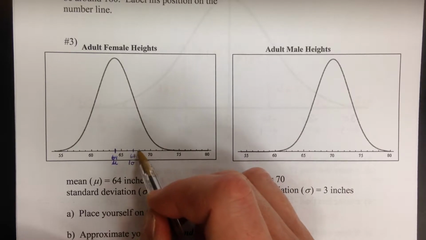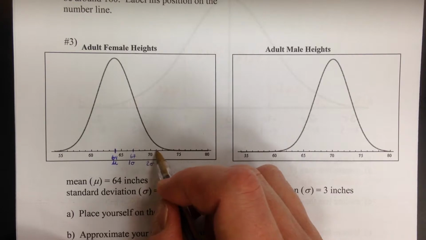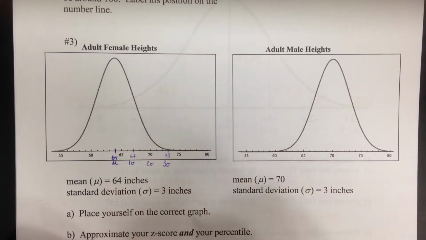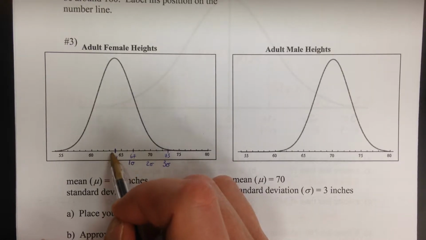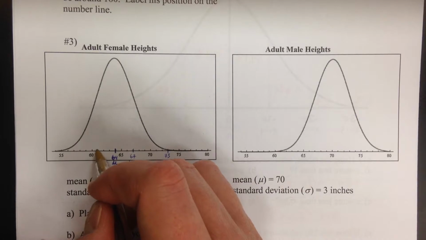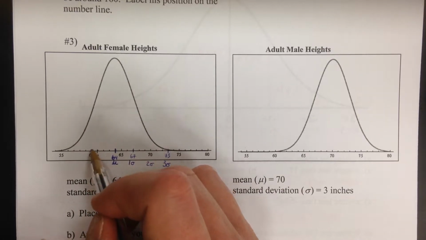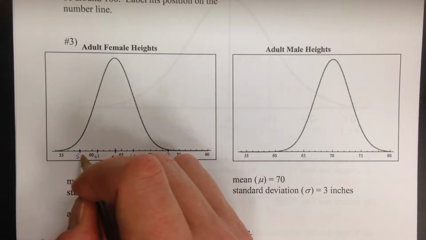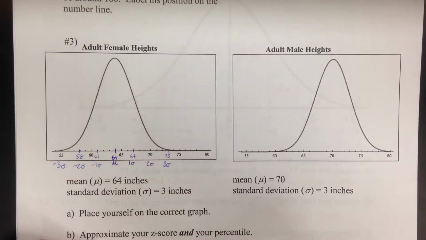And then if I count 3 more, the number 70 would be 2 standard deviations. And right here at 73, that would be 3 standard deviations. Going to the left, 64, if I go left, 1, 2, 3, so 61 is minus 1 standard deviation, 1, 2, 3, so 58 would be minus 2, and 55 would be minus 3 standard deviations.